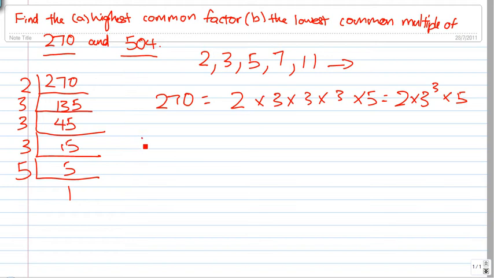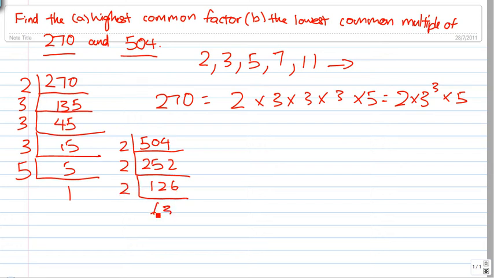What about 504? 504 divided by 2, I get 252. 252 divided by 2, I get 126. Divide by 2, 126, I can further divide by 2, I get 63. Now 63 can no longer be divided by 2, so let's try dividing it by 3.